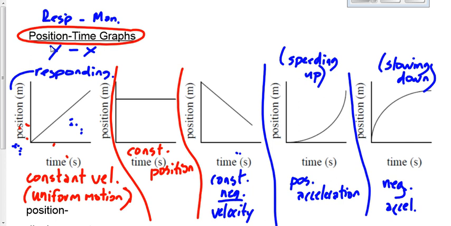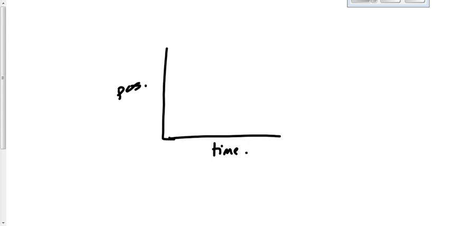Before we pack it up for the day, though, and for the weekend, let me just draw in one more. See if you can get this one. Here's my position time graph. Not very straight, but my position time graph. Here's my line. What does that mean? Tricky one, isn't it? That's a tricky one. Yeah, it's impossible. It's a trick question, right?